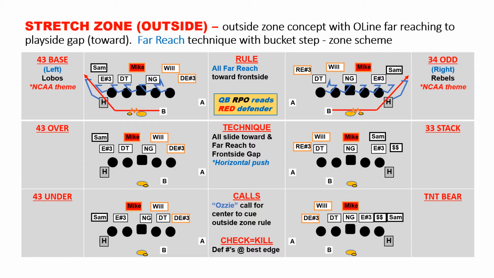Key teaching points for the H is he is going to use that same far reach technique, but he's got to keep his shoulders and hips square to the line of scrimmage, never turning in, because he has to combo block the defensive end if he widens, but ultimately is responsible for that Sam backer.